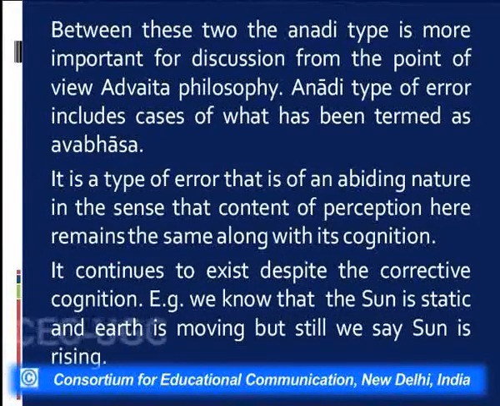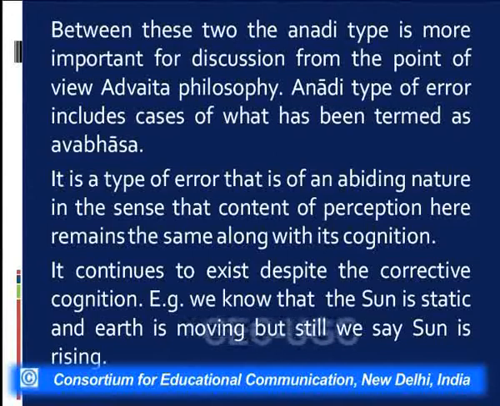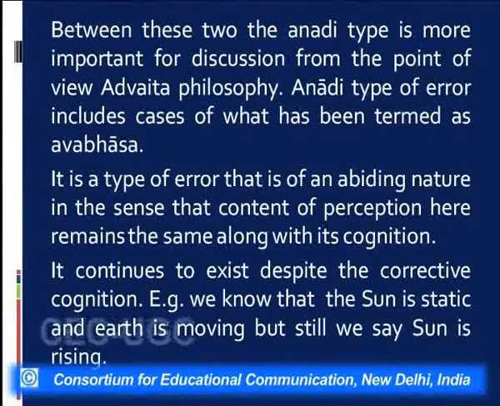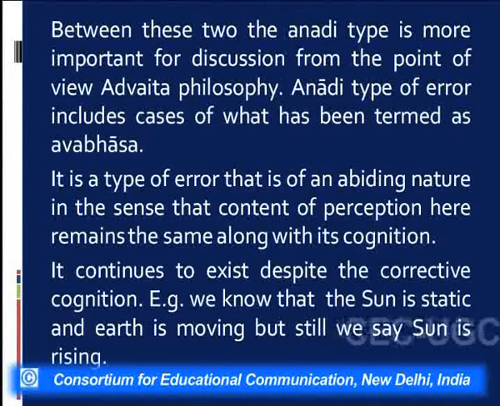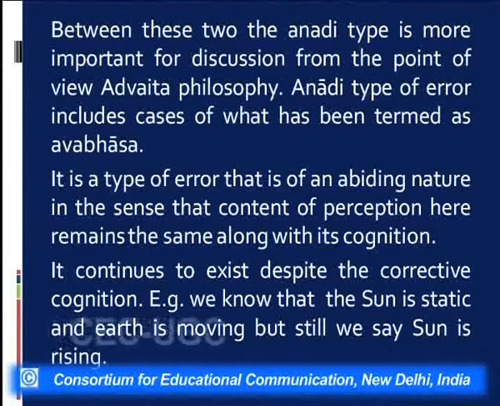The anadi type of error includes cases of what has been termed avabhasa. It is a type of error that is of an abiding nature, in the sense that the content of perception remains the same along with the cognition, which means that it continues to exist despite the corrective cognition. Another, more common-sense example: even now, in our present situation, we know that the sun doesn't move around the earth. It is actually the earth, as a planet, which is moving around the sun.